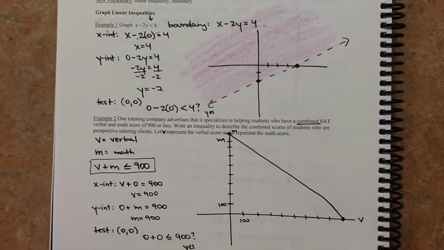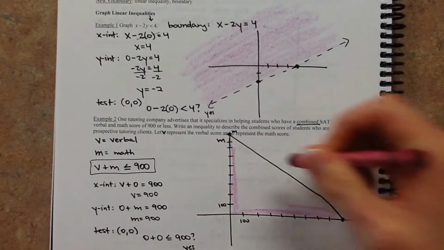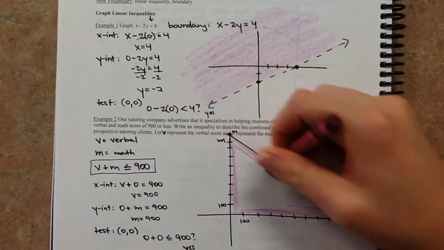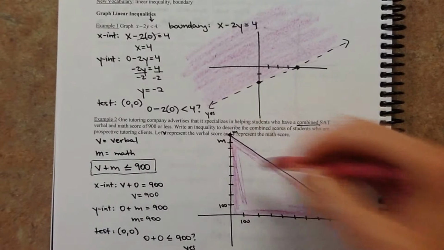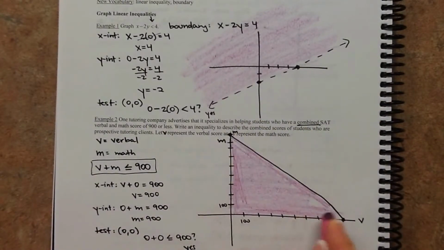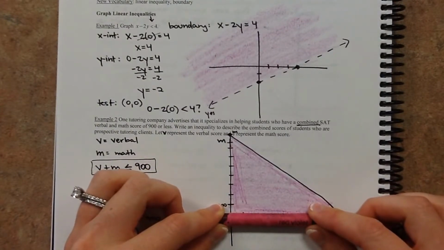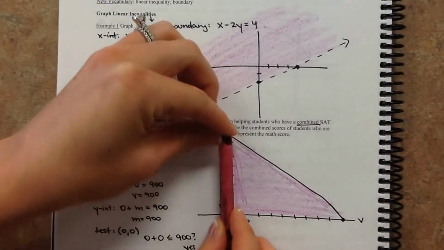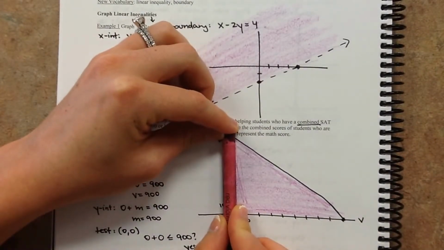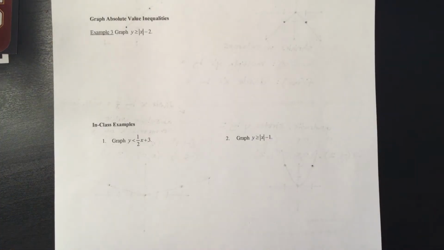But here's the thing, since this is a story problem, we're actually not going to shade everything below. We're just going to shade up to these lines. The reason is you can't get less than a 0. Can't get a negative score on the verbal portion, and you can't get a negative score on the math portion. So this 0 is the lowest math score that you can possibly get, so I don't go any farther than that. And this 0 is the lowest verbal score that you can possibly get. So it actually turns into a triangle rather than a whole shaded region. All right, so that's it for the linear ones.